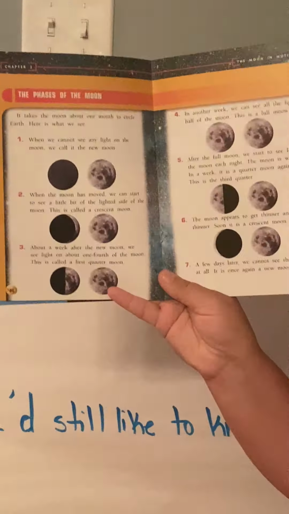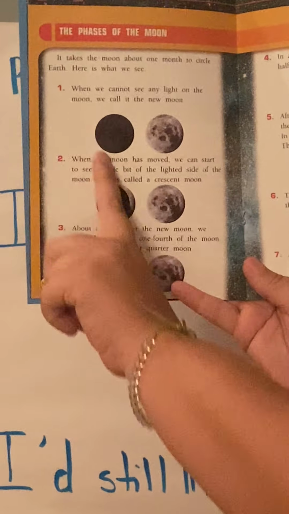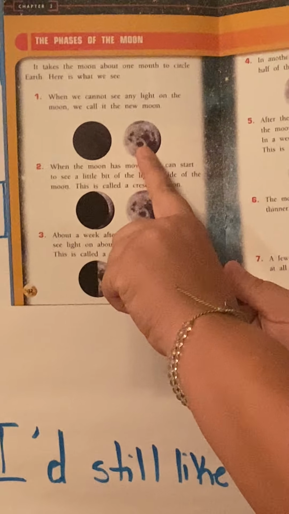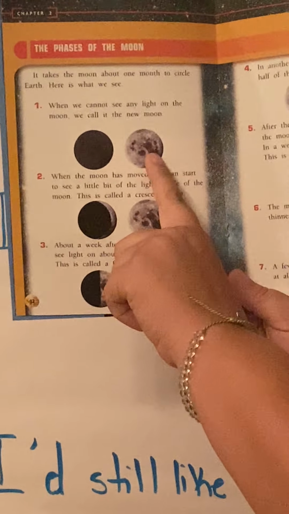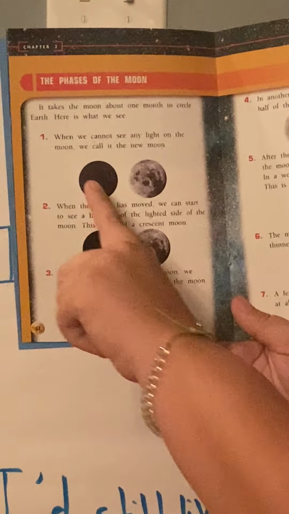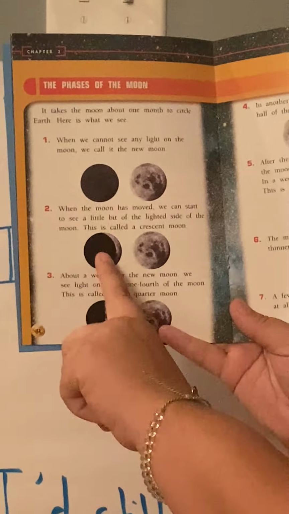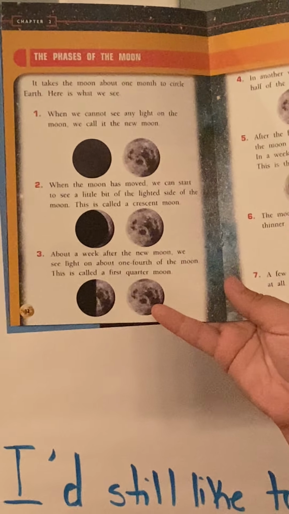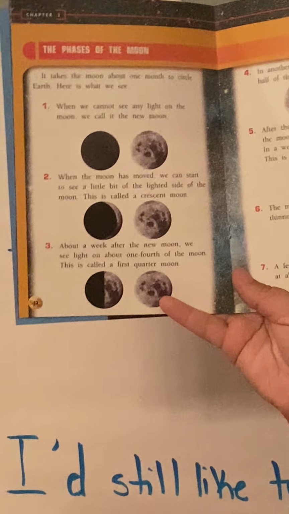On the next 2 pages, it's going to be the phases of the moon. It takes the moon about 1 month to circle Earth. Here is what we see. Now, if you'll see on the left side, it gives you a picture, but on the right side, it's the same. This is what the Earth looks like. This is what the moon looks like, just the moon. This is how the sun reflects off of it, or the light reflects. We cannot see any light on the moon, we call it the new moon.